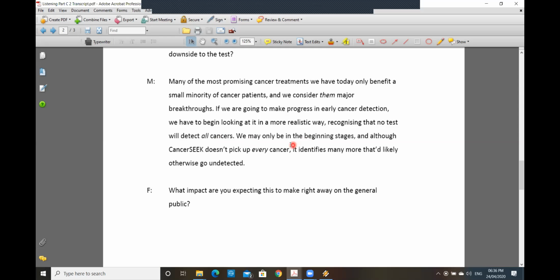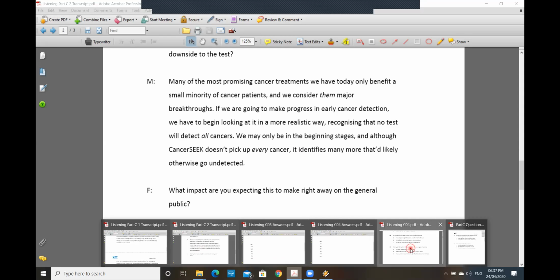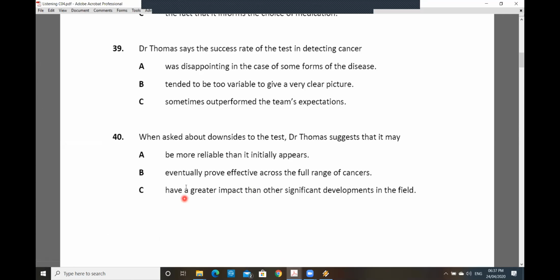Okay, and he said that we are only in the beginning stage, and also it doesn't pick up every cancer. It identifies many more that would likely otherwise go undetected. So he was explaining that yes, there are some limitations of this test, but if you compare it with the rest of the options, all those options also have some limitations. So therefore, what answer you have selected is correct: have a greater impact than other significant developments in the field, because the entire portion was having comparison here.